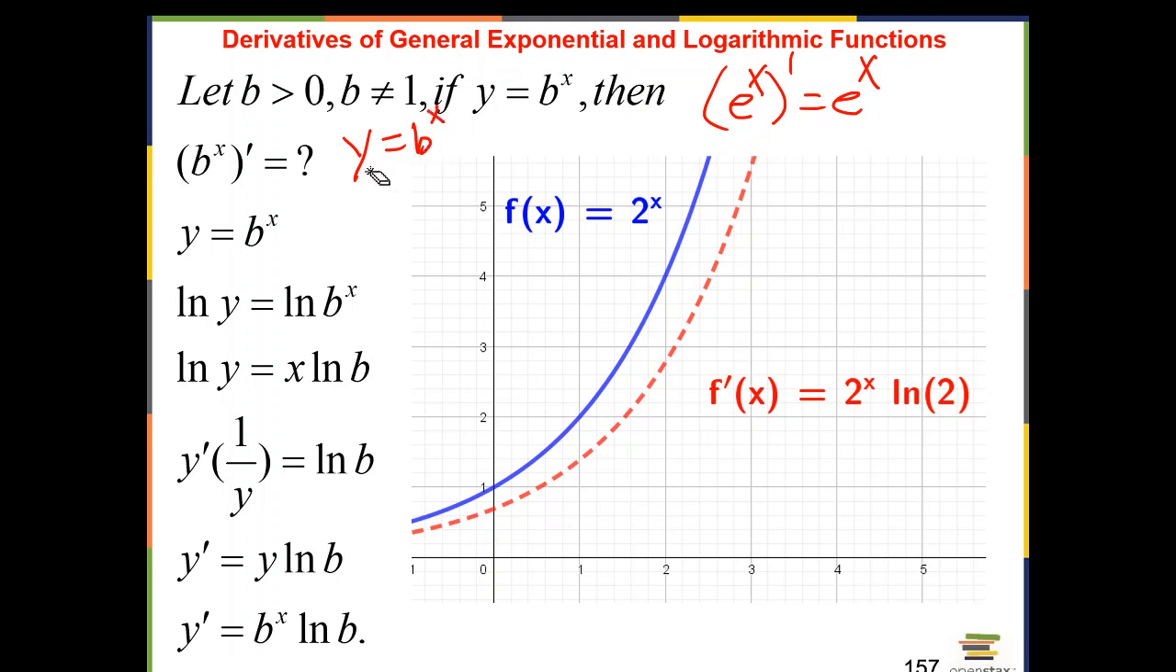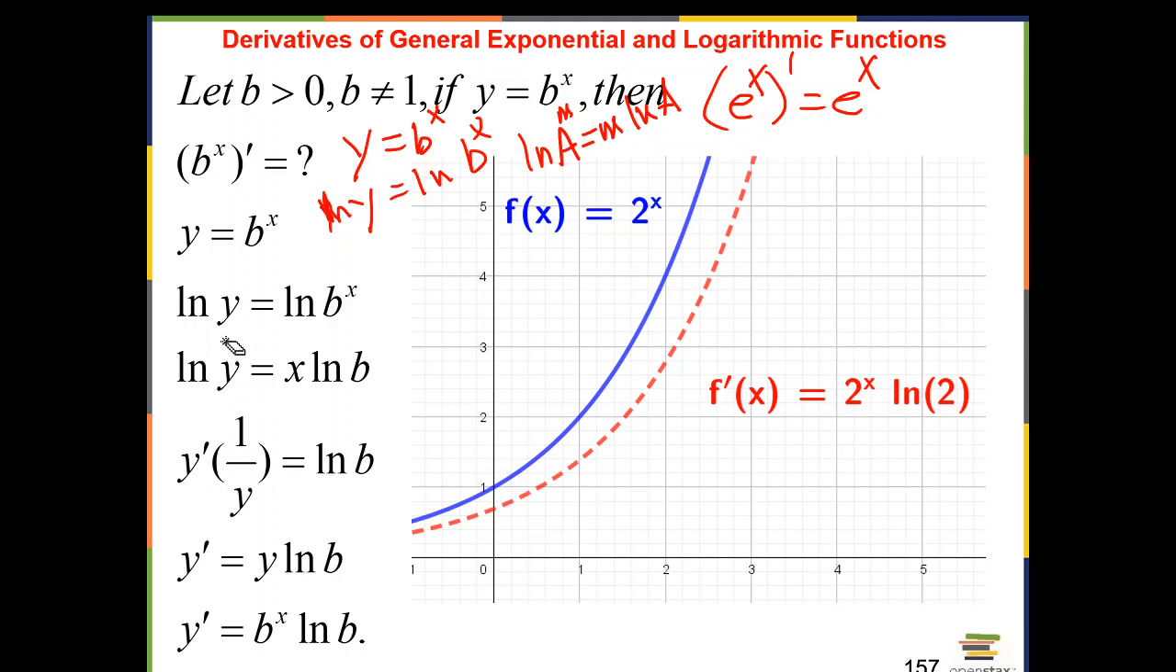Well, we can take ln of both sides. So ln of y equals ln of b to x, right? And ln of a to m, as I discussed 30 seconds ago, is m ln a, the power rule with logarithms. So we can bring the x downstairs. So ln y is x times ln b. Now this is something we can take the derivative of, because we know what the derivative of ln something is.